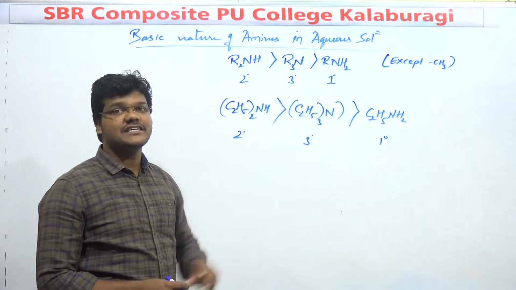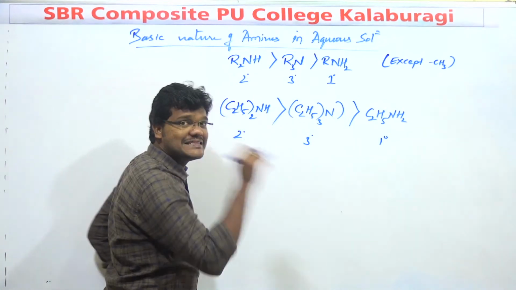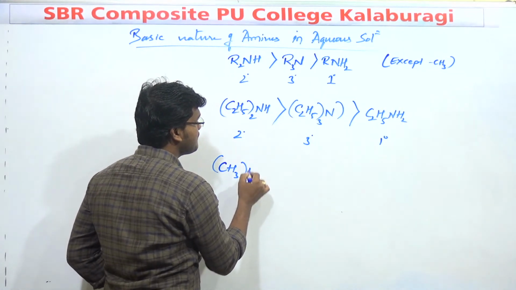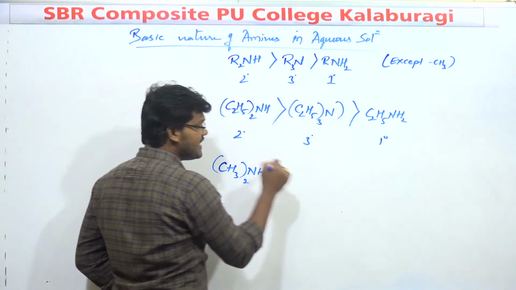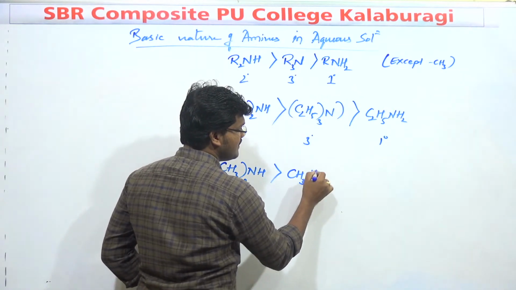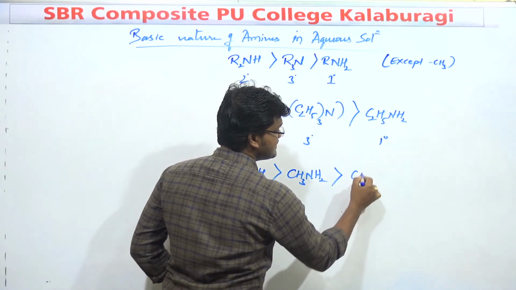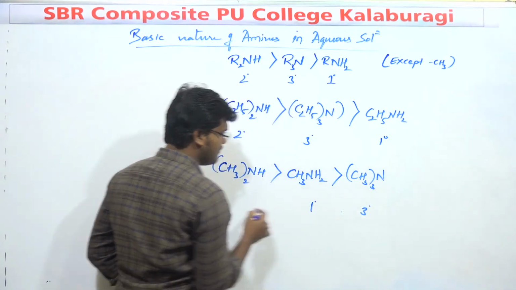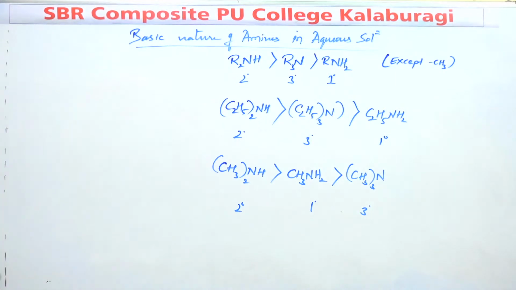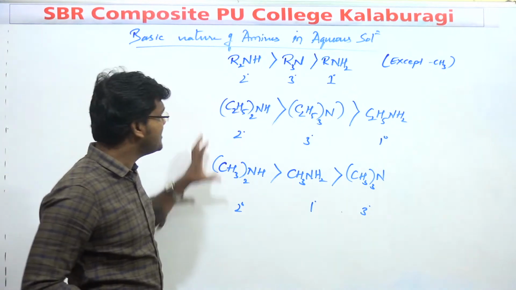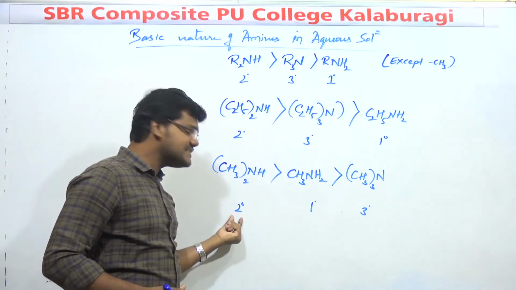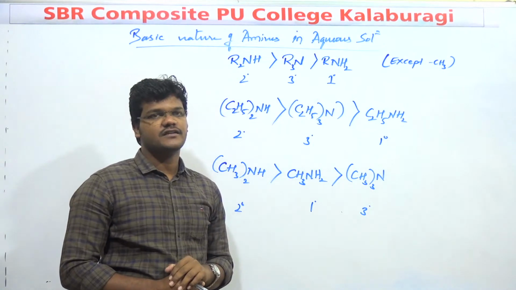In the aqueous state, there is a change. We'll discuss why. For methylamines, (CH3)2NH, secondary, is most basic. Then I won't get tertiary, I'll get primary, CH3NH2, and the least basic is (CH3)3N, tertiary. So the order is secondary, primary, and tertiary. For all alkyl groups it is the same except methyl. For methyl it is secondary, primary, followed by tertiary. Please note this.